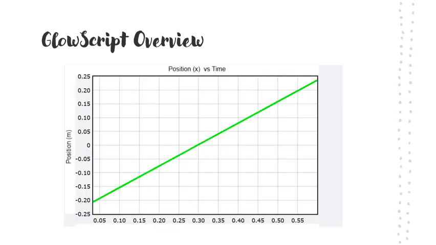Here is the data graphed out for the GlowScript. So we can see this is a very straight line. There are no discrepancies, no net force affecting the velocity. It is a constant velocity.